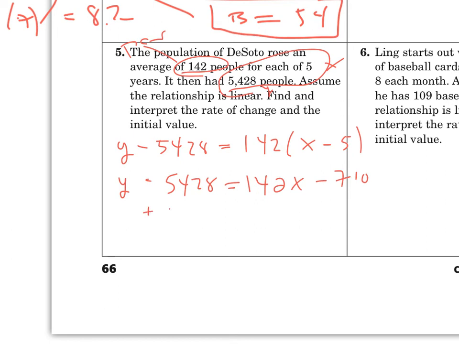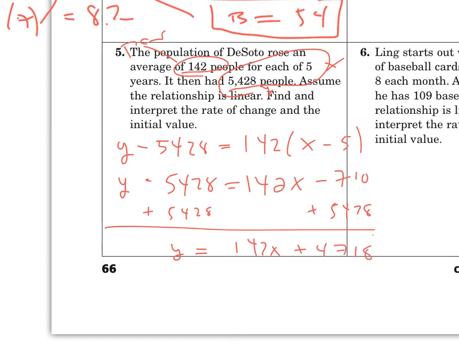So we add 5,428 and we get y equals 142x plus 4,718. So 4,718 people were in the city before 142 people moved in each year for 5 years.